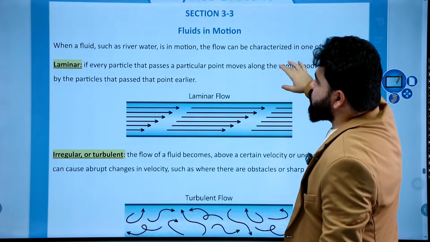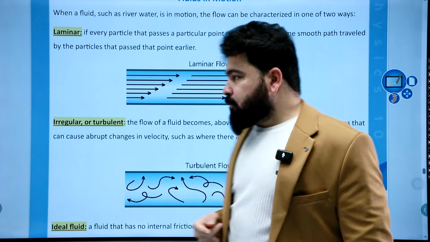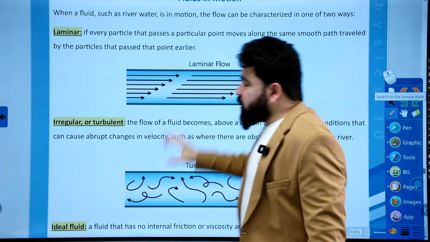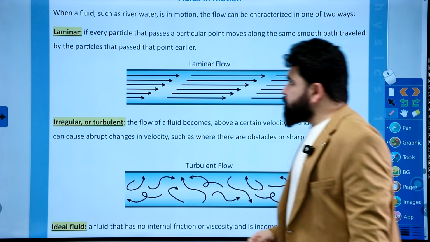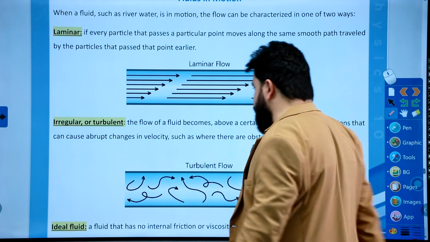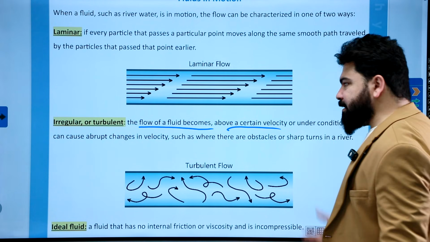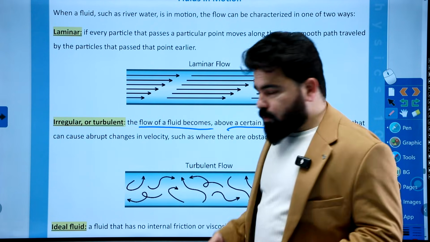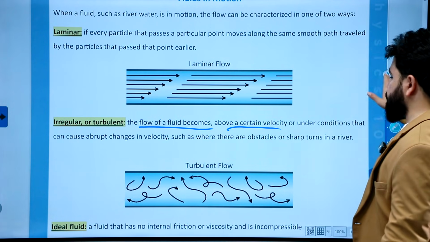We have fluids in motion. You have two types of flow when it comes to fluids, laminar and turbulent flow. Laminar flow is when every particle that passes through a point moves along the same smooth path. It means they all have the same velocity and they're all moving on the same path. While in turbulent flow, the velocity is not the same. For example, let's say there's an obstacle in front of it. It's going to change the flow of that fluid.